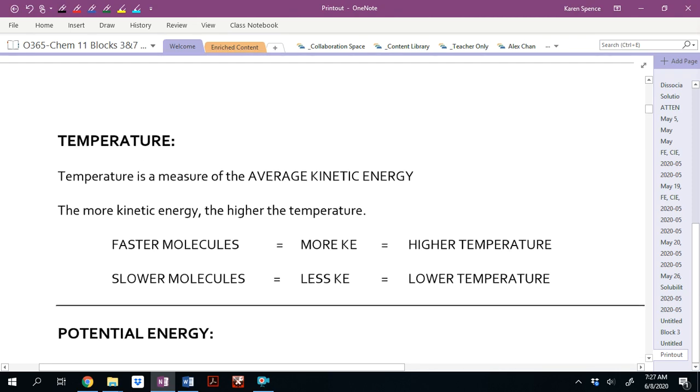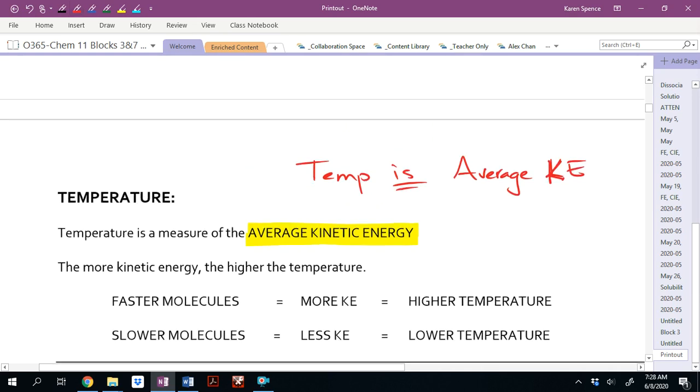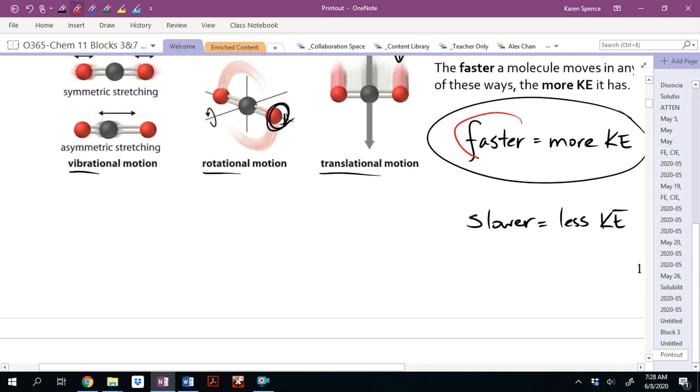Temperature is a huge, important concept, okay? Temperature is a measure of the average kinetic energy. So you can think of it as temperature is the average kinetic energy. And remember, kinetic energy told us how fast or how slow the particles are moving, right? If you have more kinetic energy, it's moving faster. If you have less kinetic energy, it's moving slower.